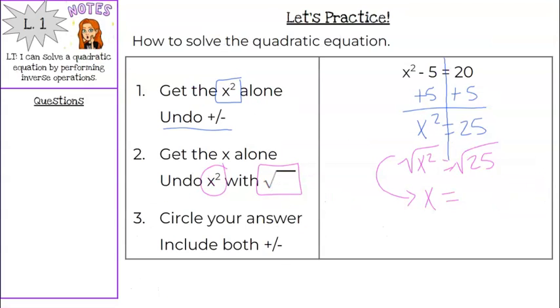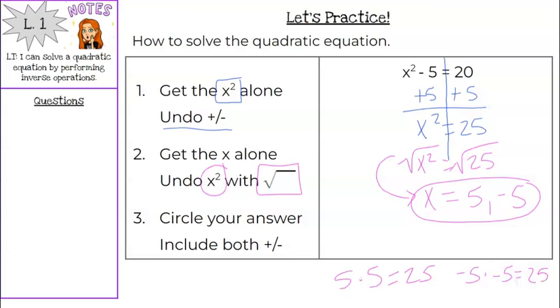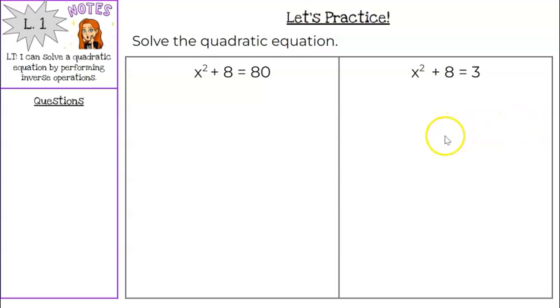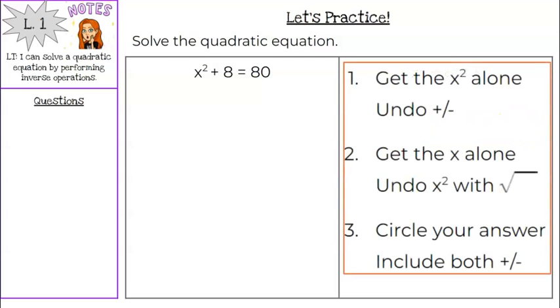So I can say x is equal to 5 and negative 5. Because 5 times 5 equals 25, and negative 5 times negative 5 also equals 25. So let's try 2 more examples. I'll remind us of our steps.